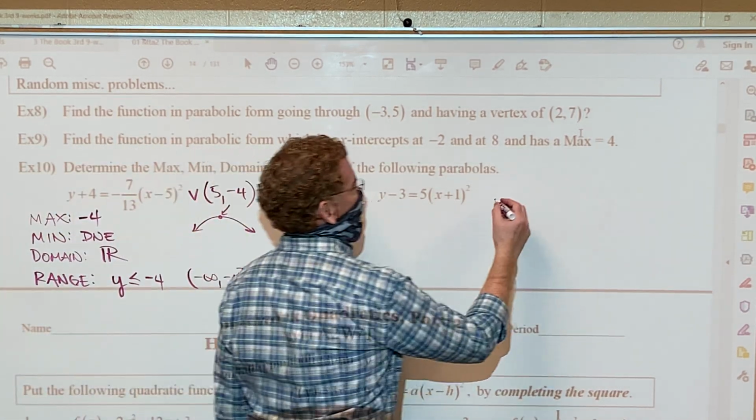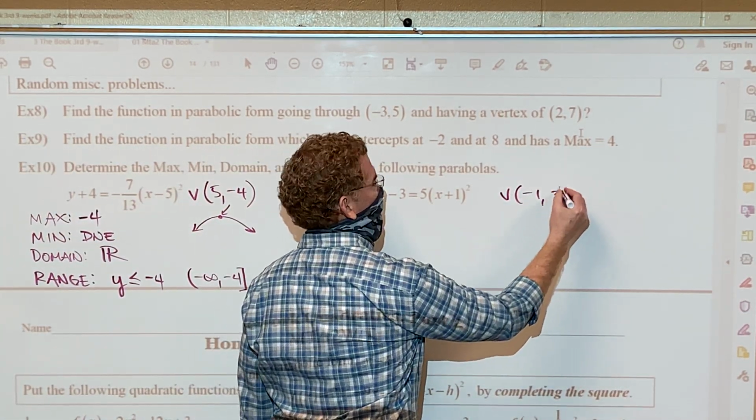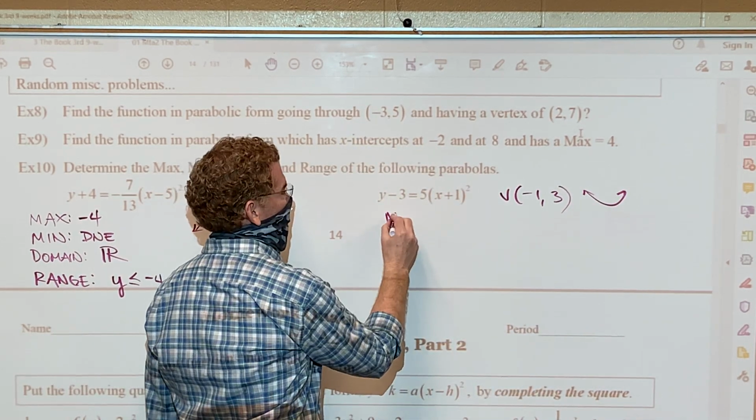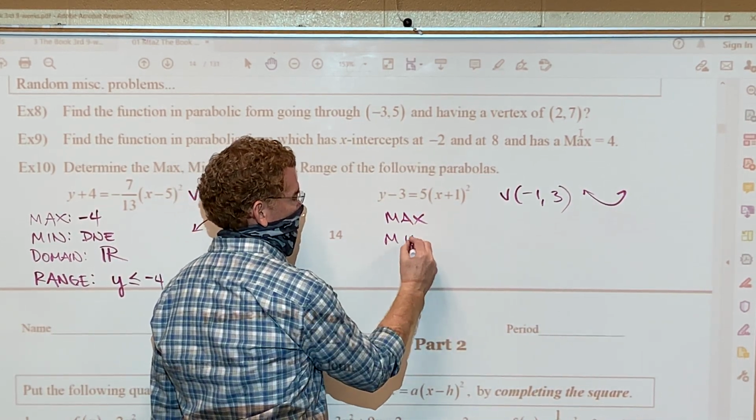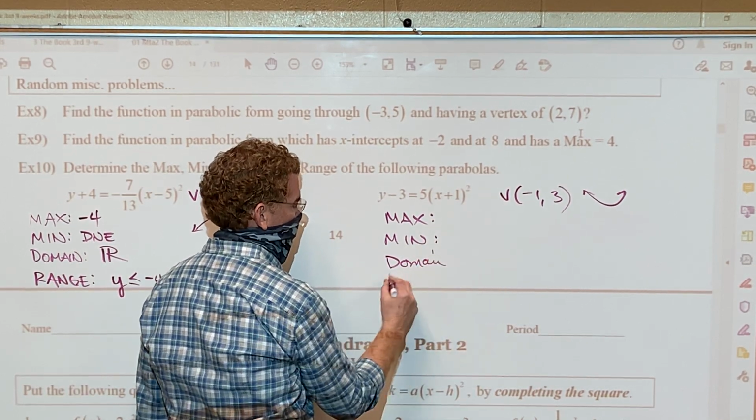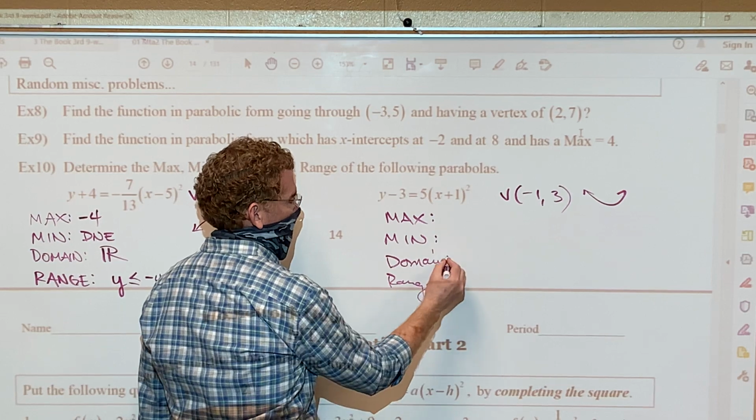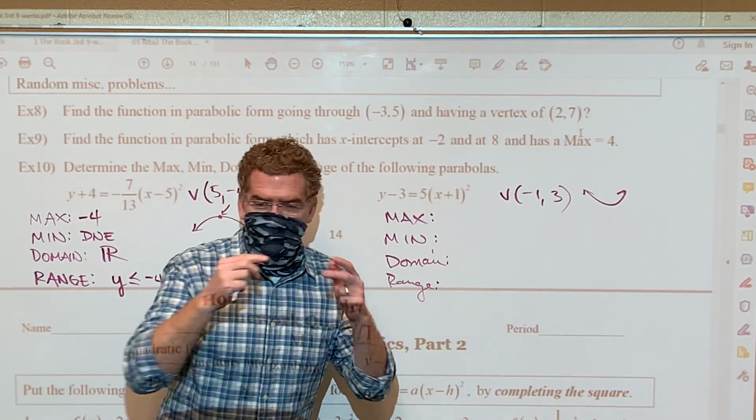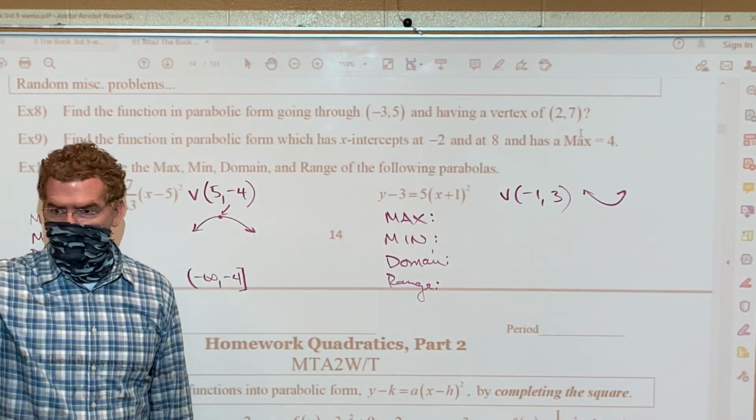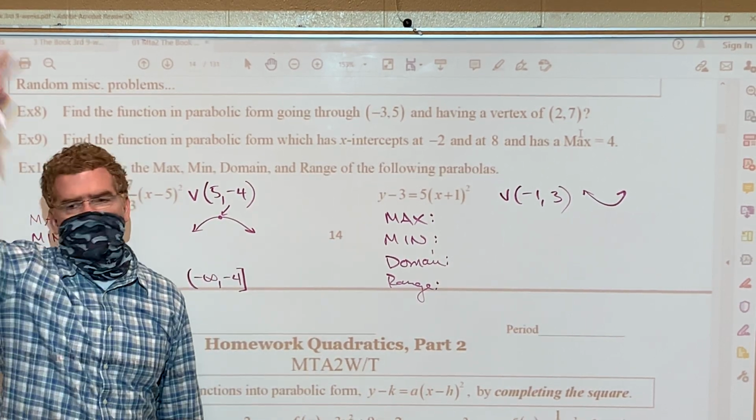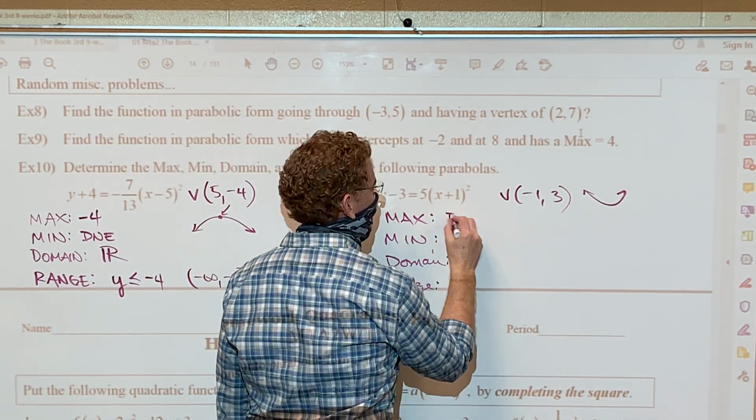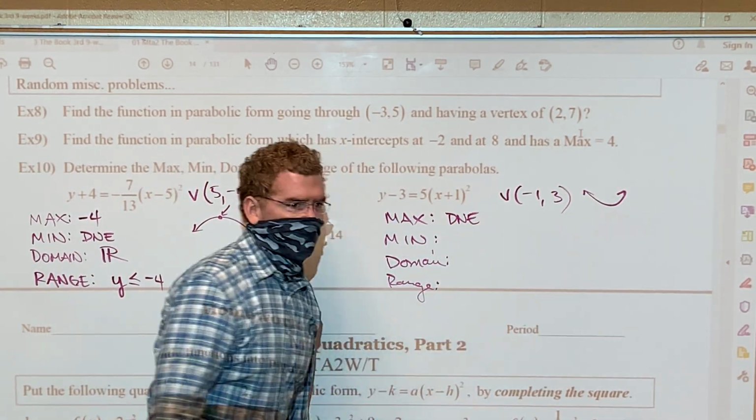So I need to know the vertex again, which would be -1, 3, and which way it's going, and this one's going up. So let's run through these again. What would the max be? D and E. Why? Did y'all all hear that? Because my graph is opening up, it's going up forever. I don't say infinity because there is no maximum single y value bigger than all the rest. It's just unbounded in that positive direction. So max, none, or D and E, or no max, whatever, does not exist.